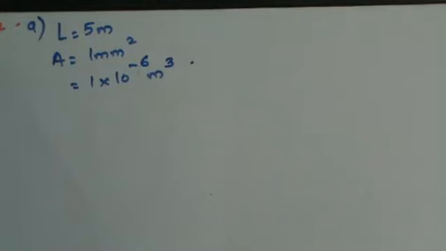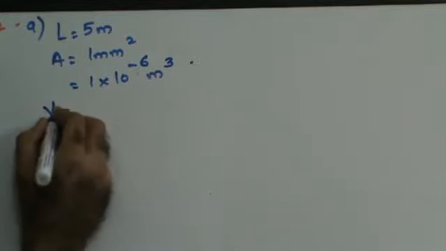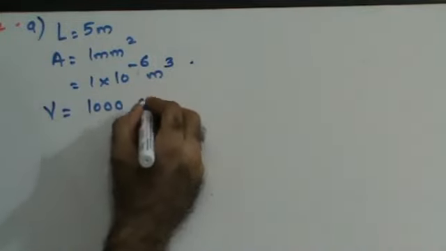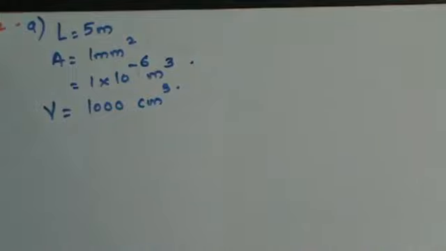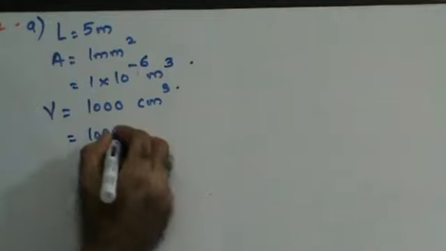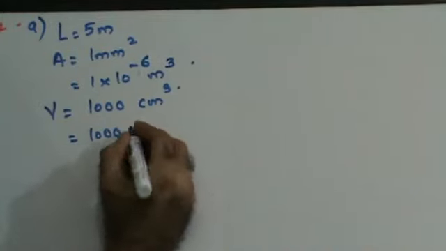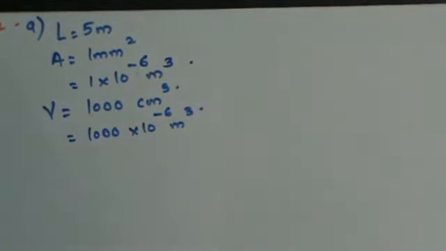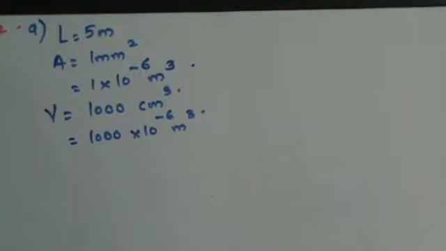The wire is hung from a rigid support with the brass weight of volume 1000 centimeter cube. When you are converting from centimeter to meter, it is 10 raised to minus 2. So this will be 10 raised to minus 6 meter cube. I'll read the sum again, guys.